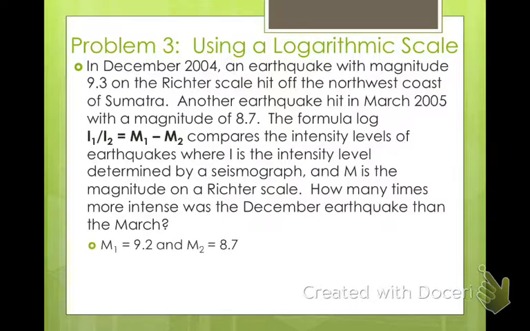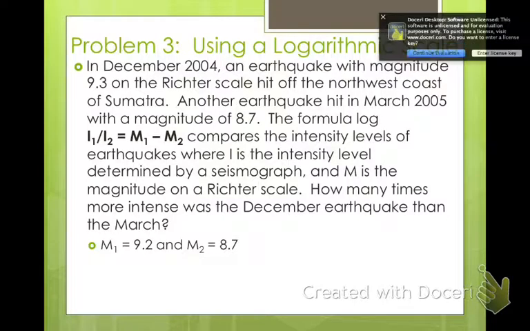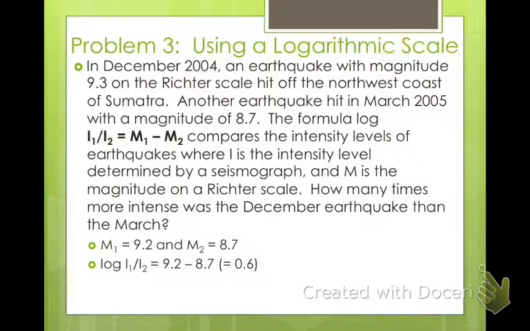Okay, so let's go ahead and look at our two magnitudes. Our first magnitude that was higher was 9.3, and the second one's 8.7. So let's go ahead and plug those in. Log of I1 over I2 equals 9.3 minus 8.7. So if you subtract those, that's 0.6. Okay, so now we have log of two numbers that we're dividing equals a number.